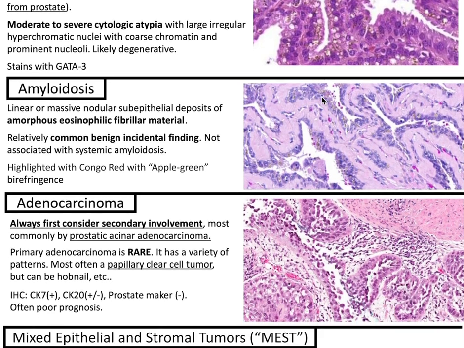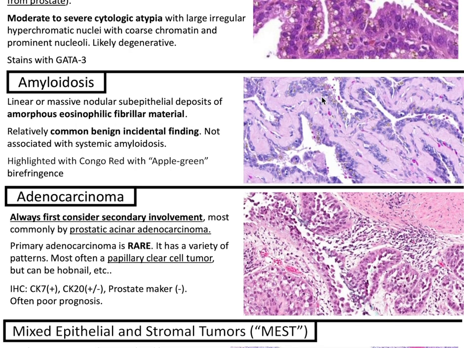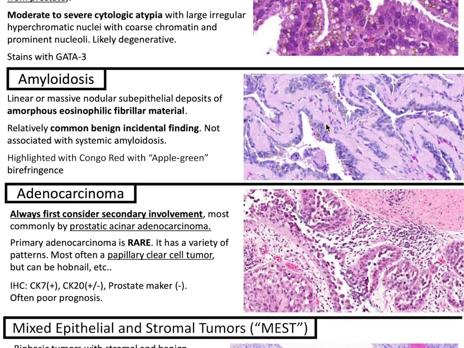Amyloidosis is amorphous eosinophilic fibrillar material that has linear or massive nodular subepithelial deposits. It's a relatively common benign incidental finding and not associated with systemic amyloidosis. And you can highlight it with Congo red, with apple green birefringence.